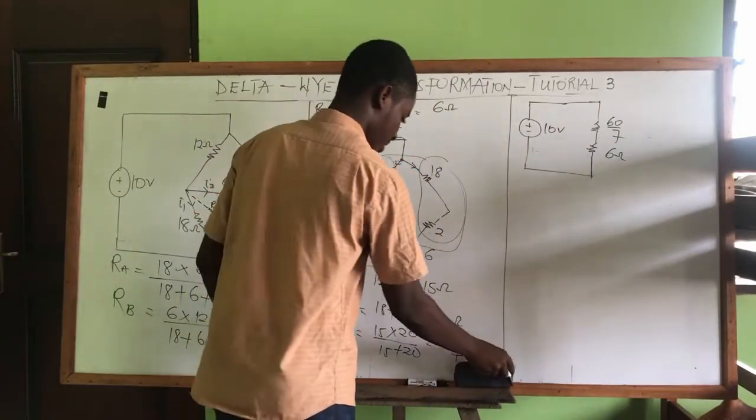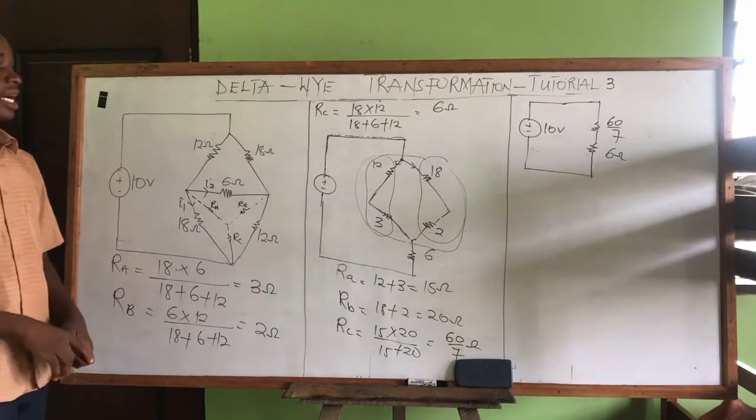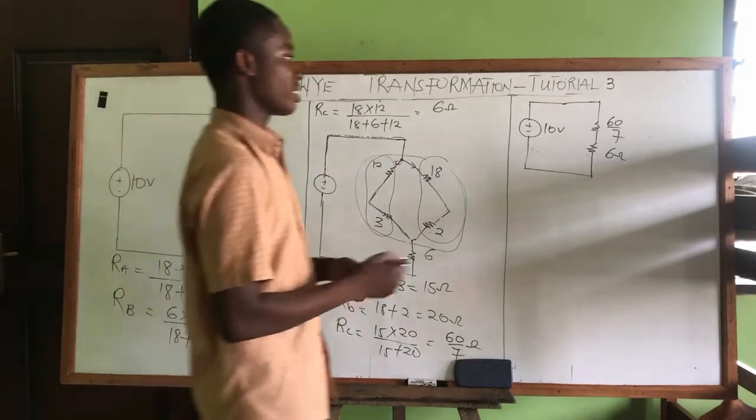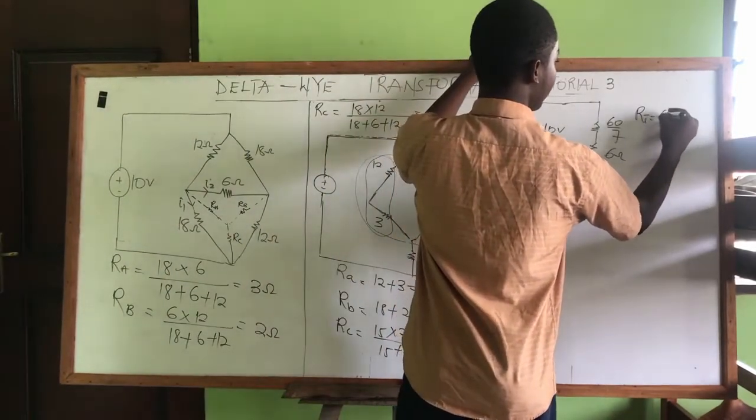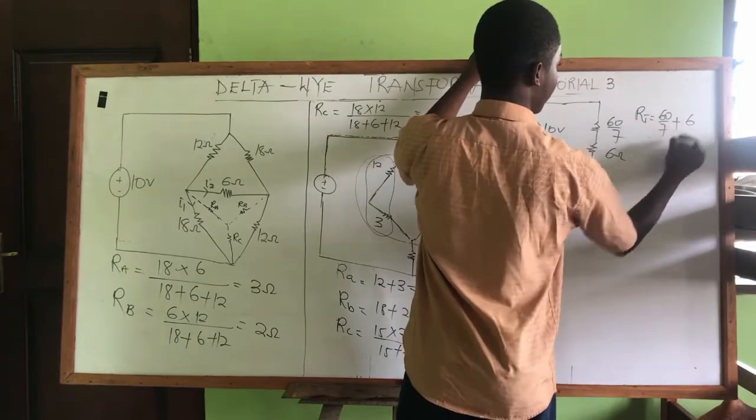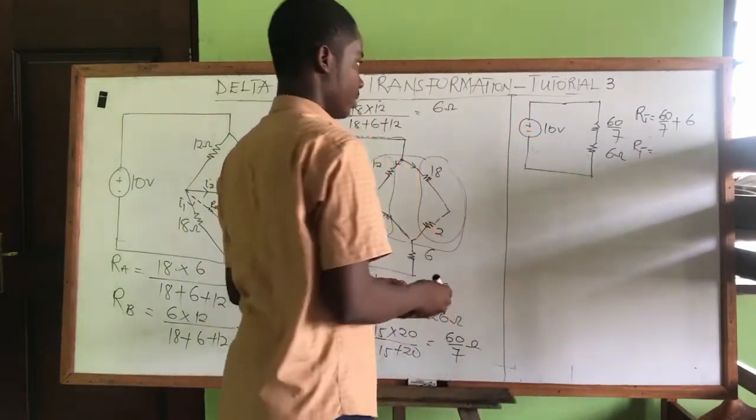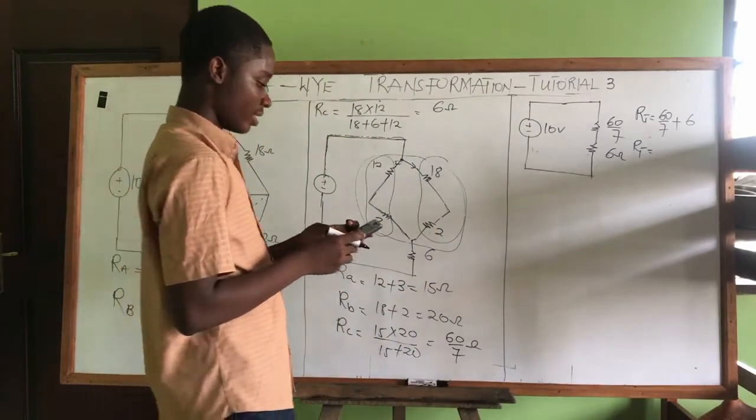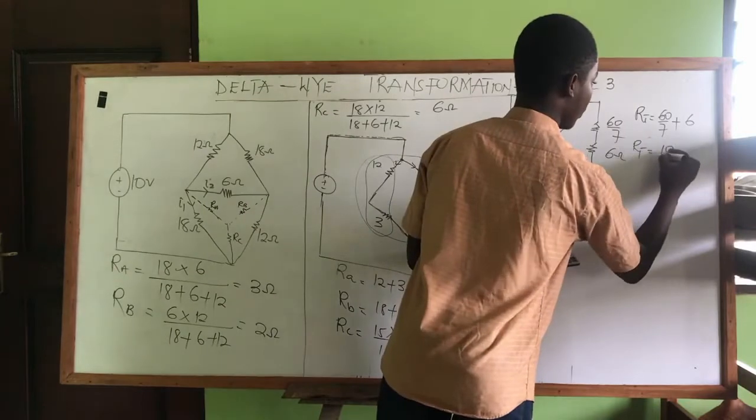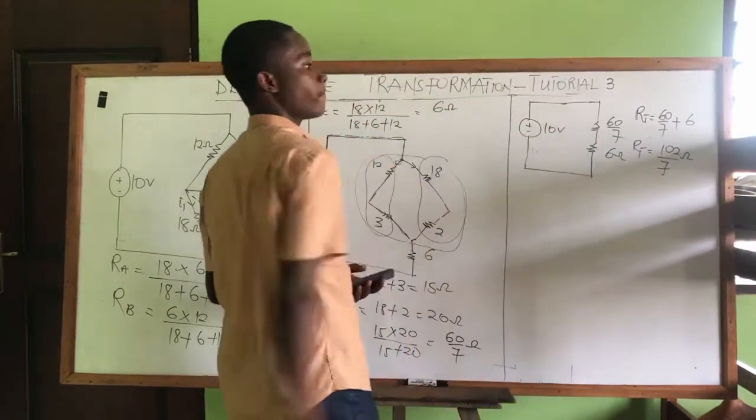So from here, we can go on ahead and calculate the total resistance. Total resistance RT is 60 on 7 plus 6, which is 102 on 7 ohms. That's the total resistance.